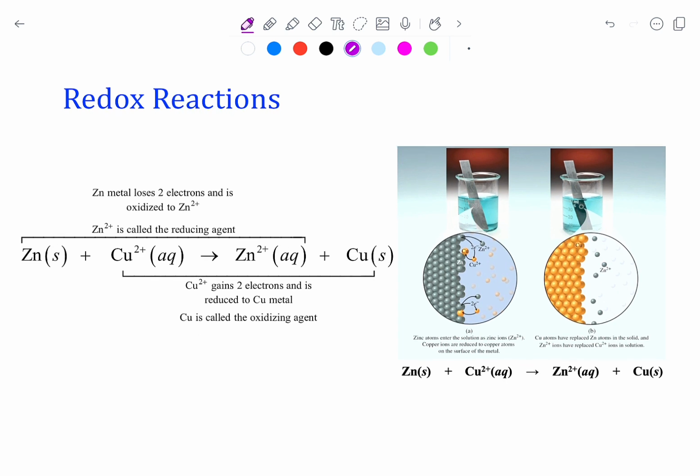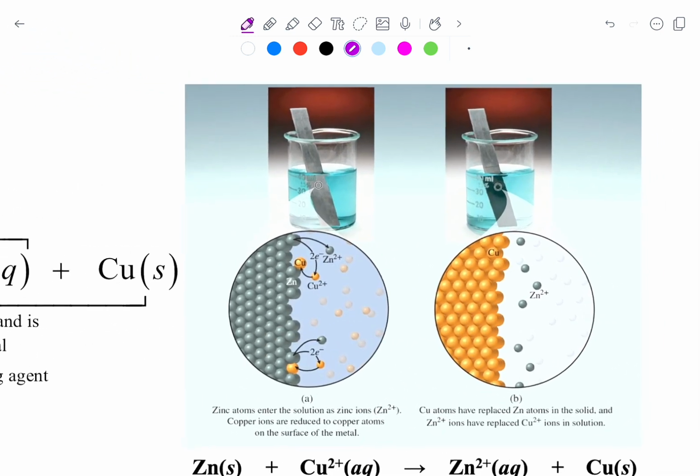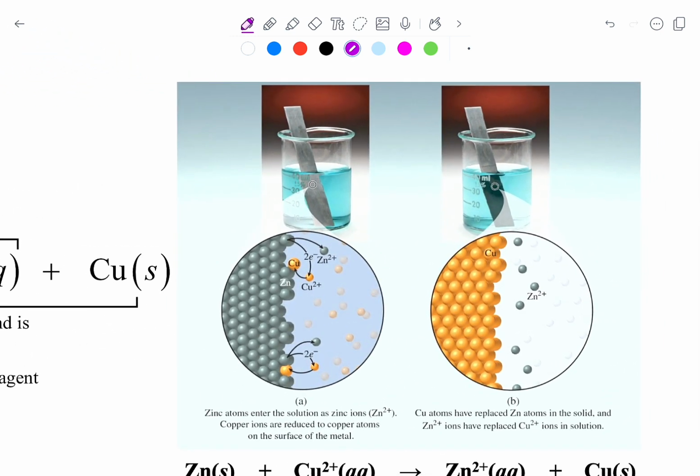Here I have zinc solid reacting with copper ions that are in solution. In my image here, I literally have a piece of zinc metal that I'm putting into a solution that has copper ions in it. Copper ions, fun fact, are blue when they're in solution. So if you ever see a blue solution in chemistry lab, it's probably a copper solution because they turn blue. Okay, so what's happening is the zinc and the copper are essentially changing places, right? Copper's a metal and zinc's a metal.